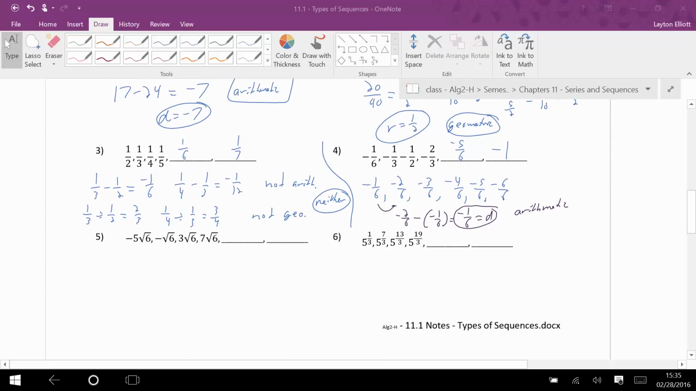Number 5, I can see that they're all radical 6s. This is negative 5 radical 6, negative 1, positive 3, positive 7. To get from one to the next, I'm adding 4 root 6. And then here I'm adding 4 root 6, and here I'm adding 4 root 6. That means that this is the common difference. I don't really have to show the subtraction to do that. I can just look and say I'm adding 4 root 6. So this would be 11 root 6 and 15 root 6. If it's a common difference, that means that this sequence is arithmetic.